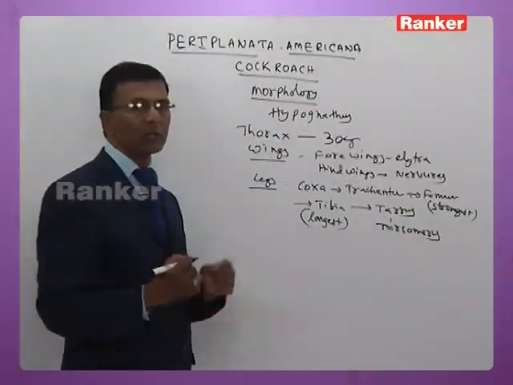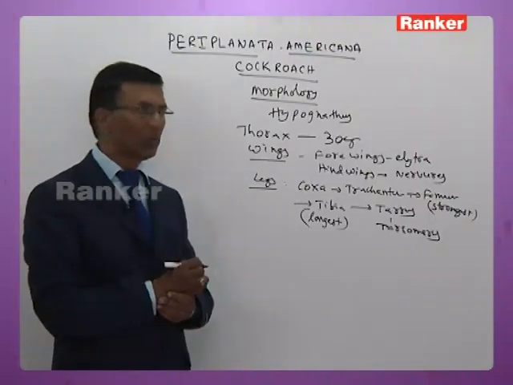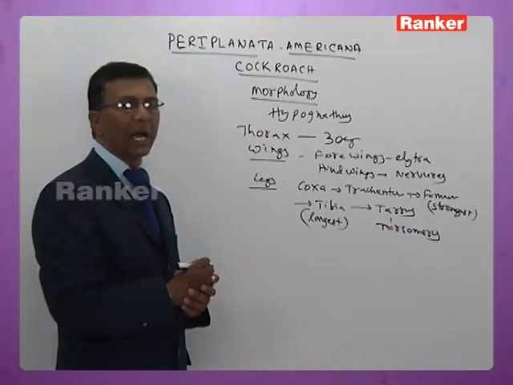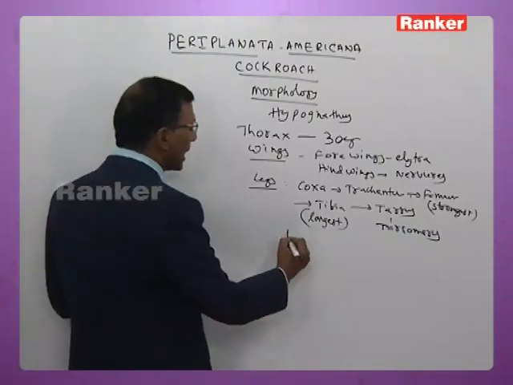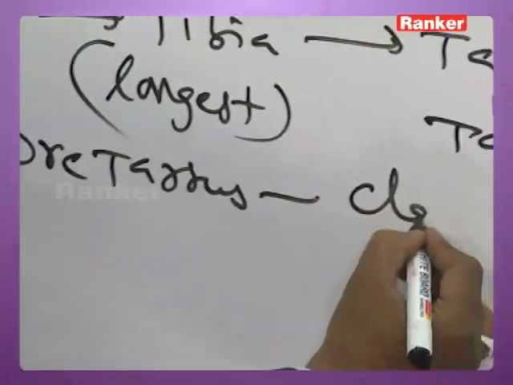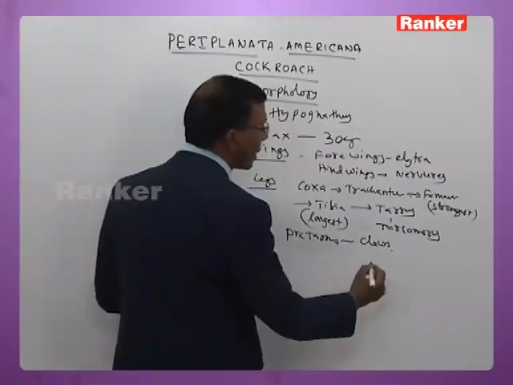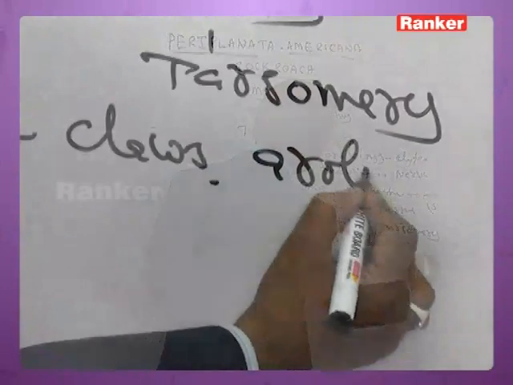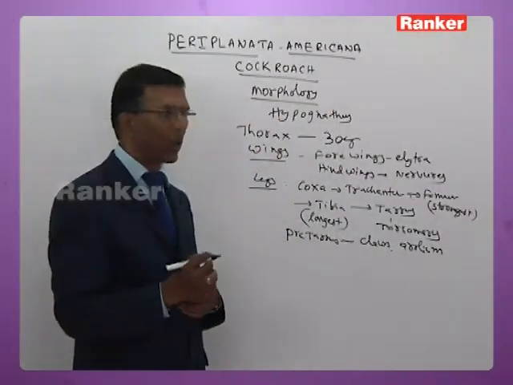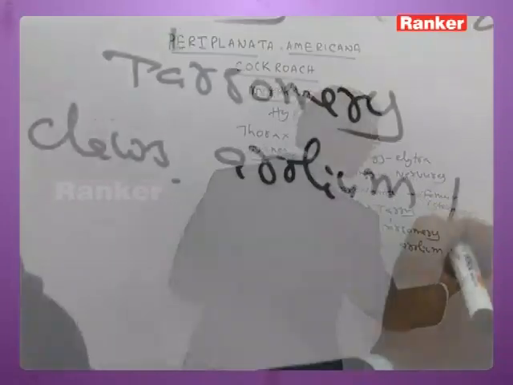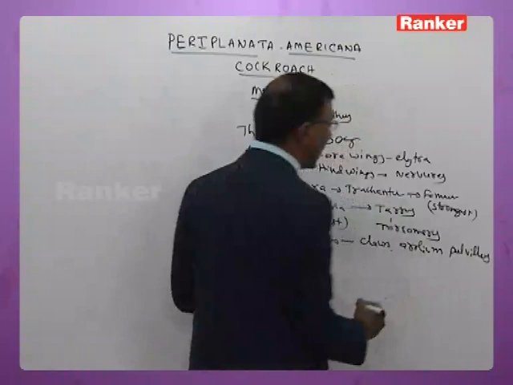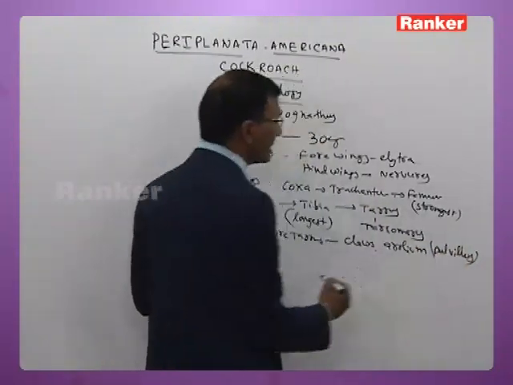In turn formed by fusion of small segments called tarsomeres, where the terminal tarsomere is called pretarsus, and the pretarsus is with a pair of claws and a soft aerolium. A soft cushion-like structure that lies between two claws is called aerolium. Aerolium is also called pulvillus.